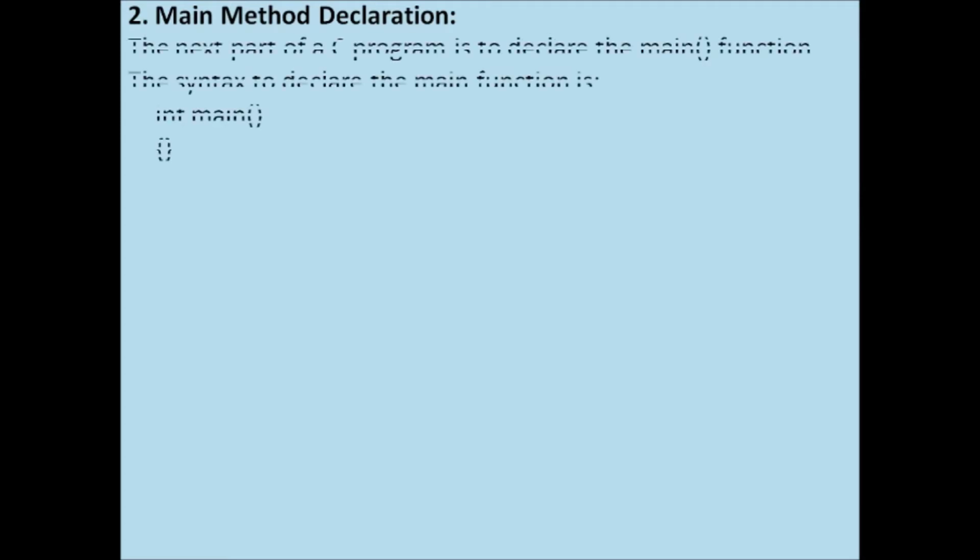Okay, so how to declare this main? That should be the return type first, and then the keyword main followed with open close braces, and this main statement should have the block with the open close curly brace. Okay, so this is the way to declare the main function.